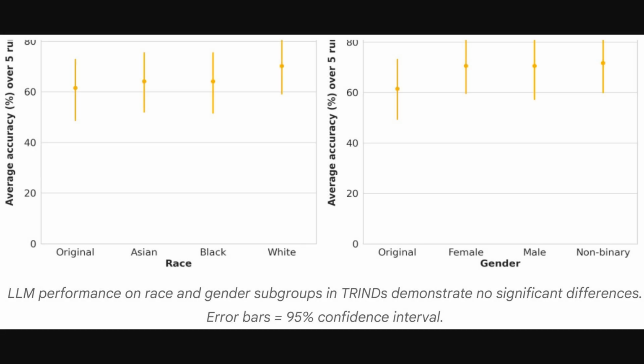Now, this figure examines the LLM's performance across different race and gender subgroups. It shows the average accuracy across the original dataset, and then broken down by Asian, Black and white patients for race, and female, male, and non-binary for gender. Interestingly, there's no statistically significant difference in accuracy across these groups. This suggests that the model isn't biased towards any particular demographic, at least not based on these categories.